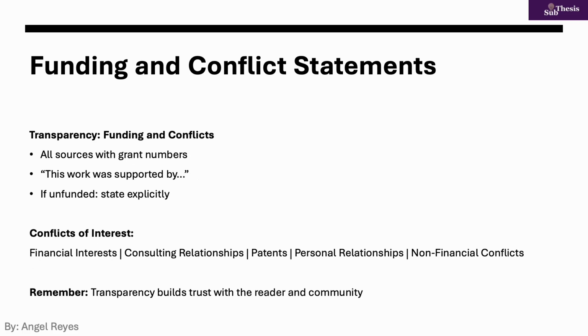Funding statements and conflict of interest disclosures are about research integrity. Readers deserve to know who paid for the research and whether authors have competing interests. For funding, list all sources with grant numbers. This work was supported by NSF grant number 12345. If unfunded, state that explicitly. This research received no specific grant from any funding agency.